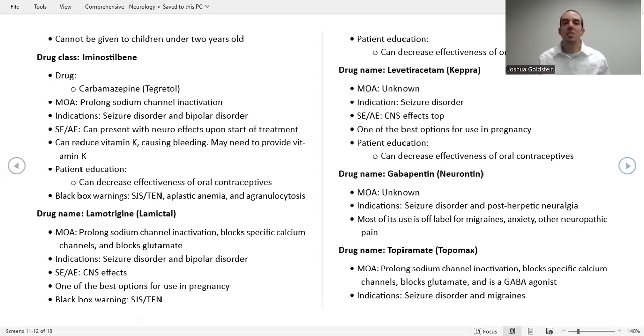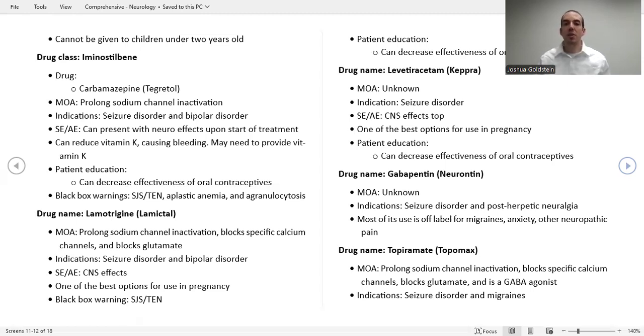Next, we have gabapentin. This is a more commonly known medication. Mechanism of action, we're not 100% sure on how it works for seizures or for pain, but it is officially labeled as a seizure medication, also for one other official use, which is post-herpetic neuralgia. And then finally, it does have a bunch of off-label uses. It's very well known that it's used for neuropathic pain, and by some patients it is abused. This medication can also be used off-label for migraine and anxiety.